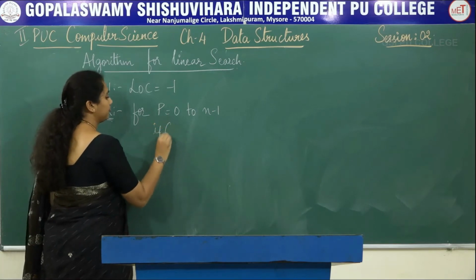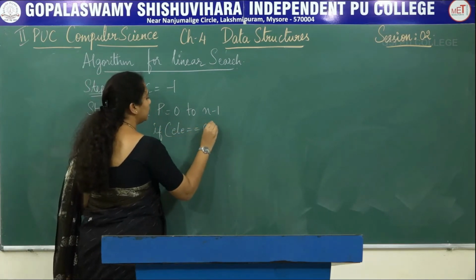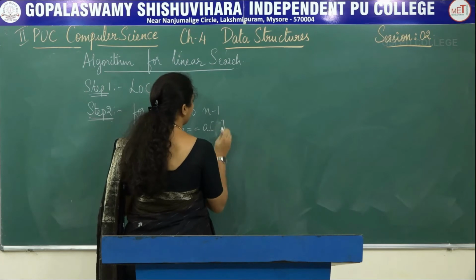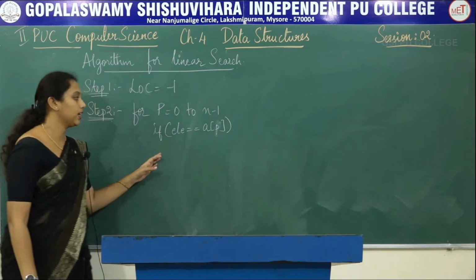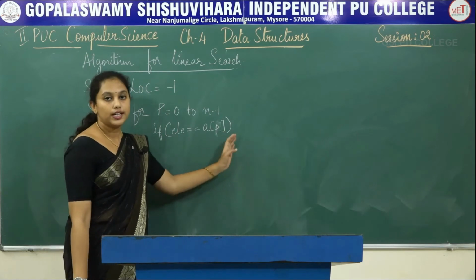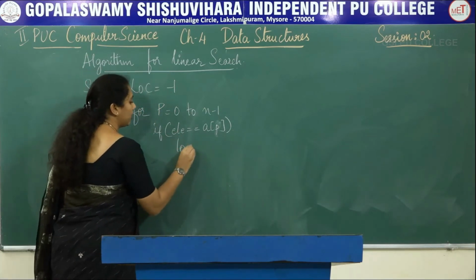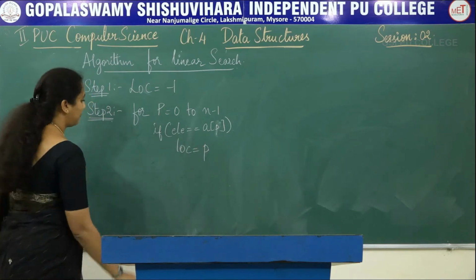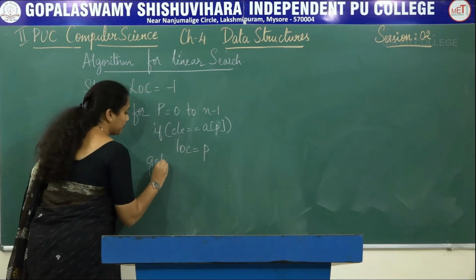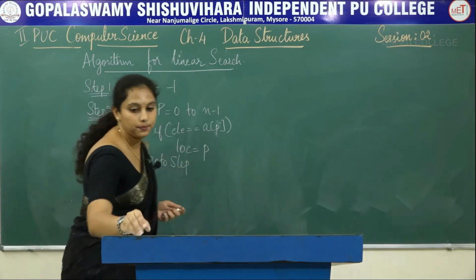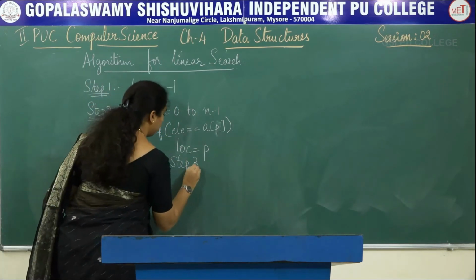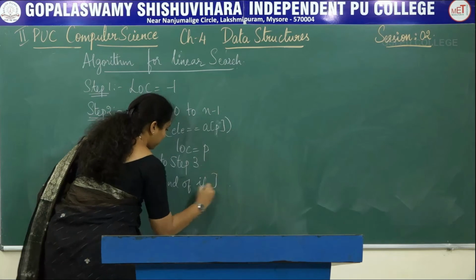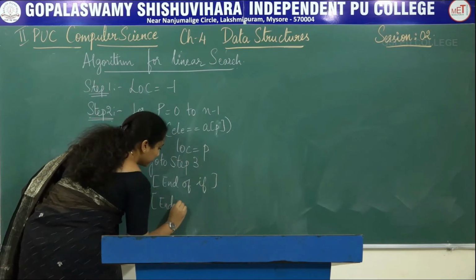If the search element is equal to A of P, then the location will be P. Then go to step 3. End of if, end of for loop.